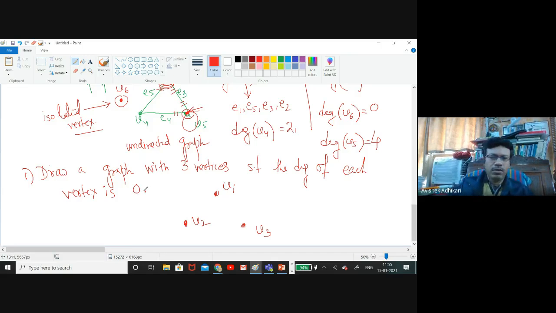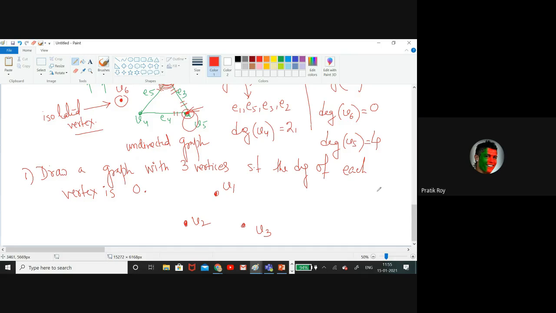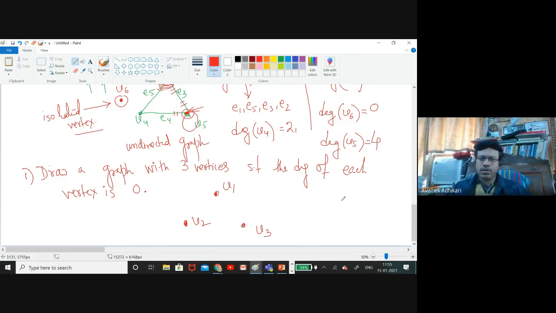Now, can you draw a graph with 3 vertices where the degree of each vertex is 2? Can you draw a graph such that the degree of each vertex is 2? A triangle. So a triangle.